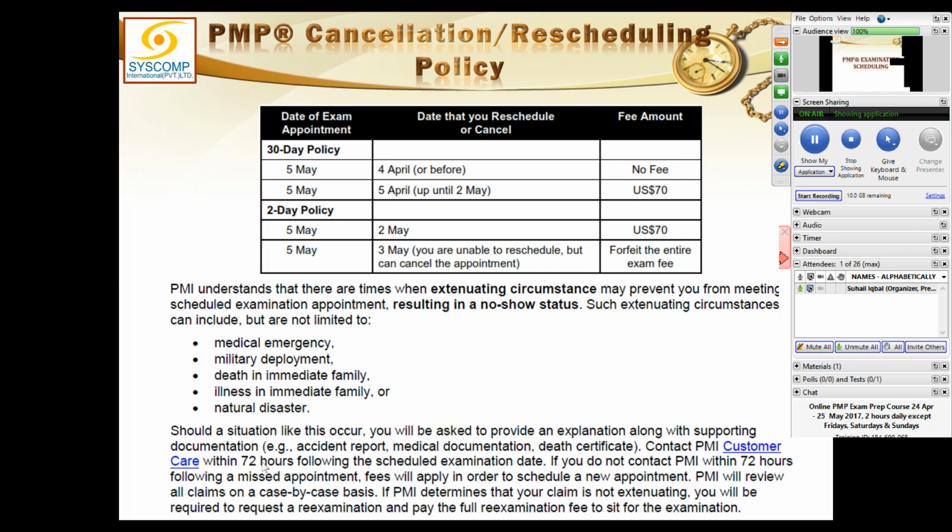But again, you must intimate PMI about your emergency within 72 hours of your exam time. If you don't do that, you don't stand any chance to be provided another opportunity to sit in the exam. I hope you understand these points. Is everybody with me? If you have any doubts, anything, please do let me know.